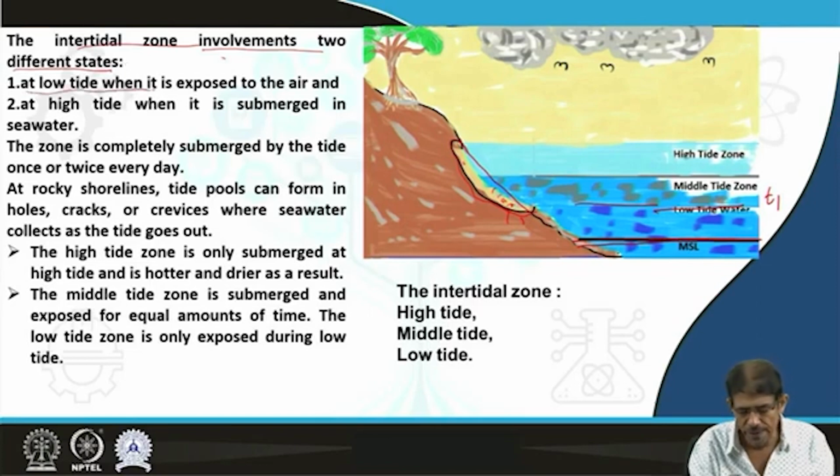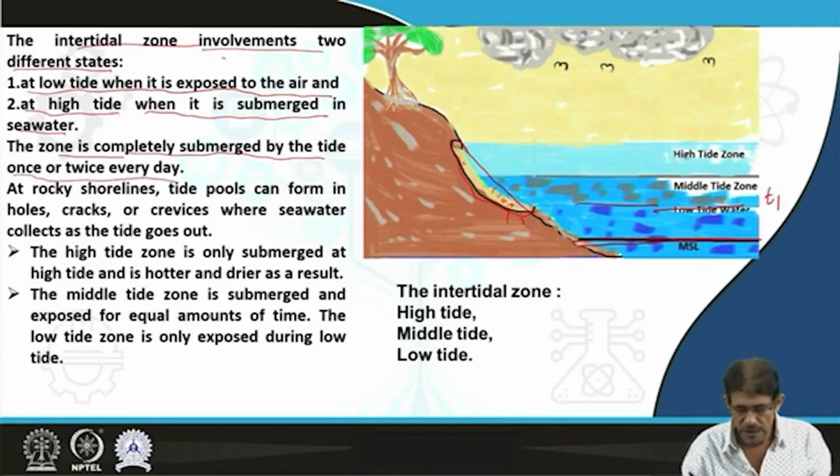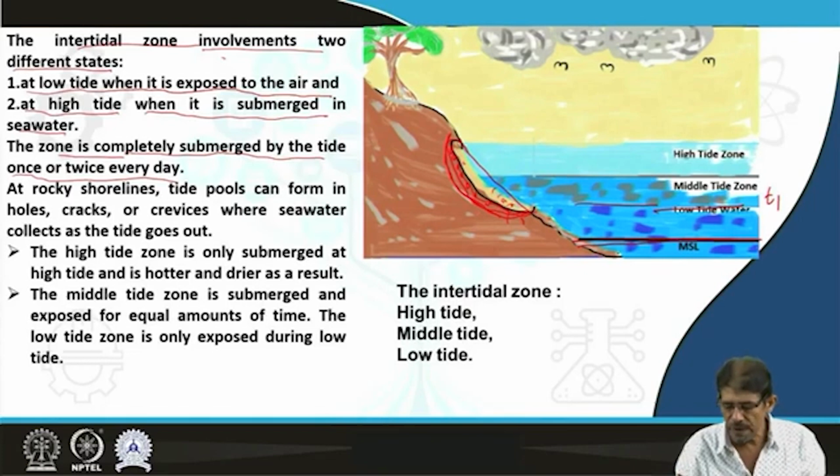One at the low tide when it is exposed to the air, and second at high tides when it is submerged in the seawater, and the zone is completely submerged by the tide once or twice every day. Therefore, the material or the strata present in this zone is subjected to complicated stress conditions, resulting in a lot of changes in their physico-mechanical properties and a lot of disintegration of materials along with the waves of the sea.